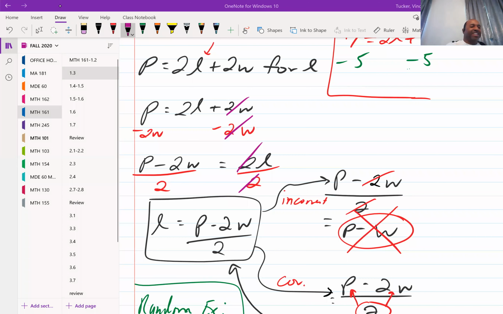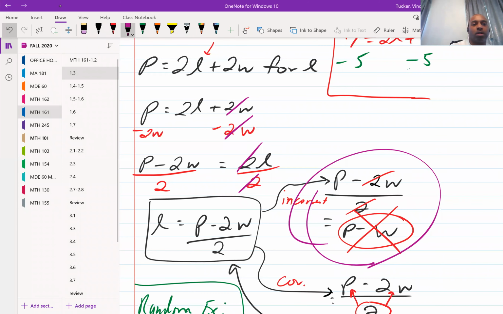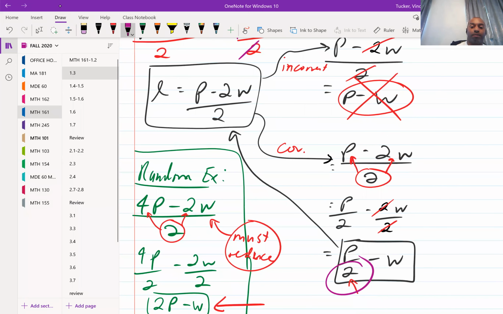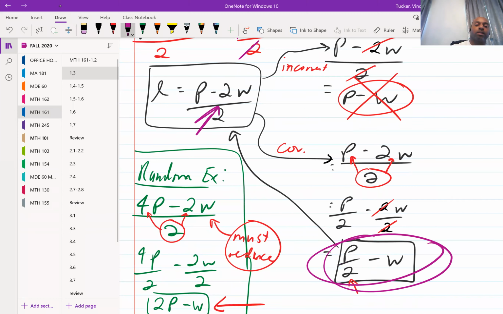All right. So back here, that's the incorrect way of reducing. The correct way of doing so is right here. Whenever you have a denominator, you want to take that denominator and divide it into each numerator term. You can't just give it to one. You have to give it to each one. So that 2 goes into the P, it goes into the 2W as well, and that's where you see right here. And now you can cancel out the 2s attached to the W, but notice there's still a 2 left under the P.